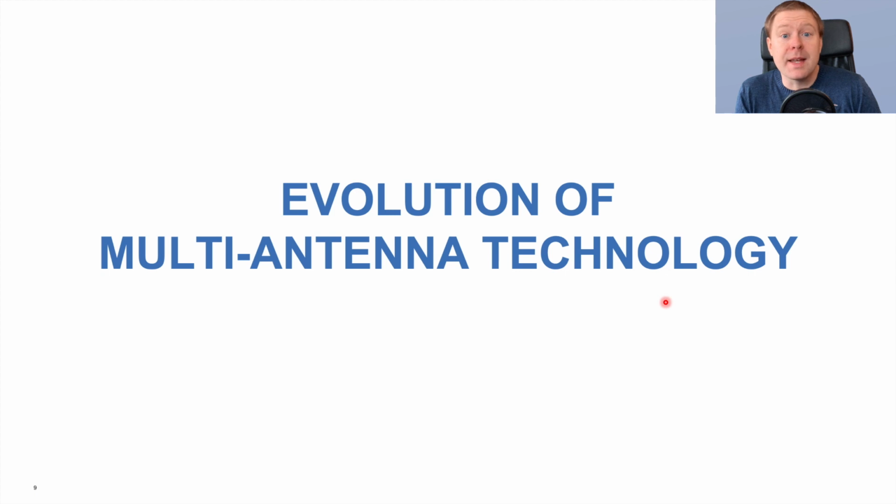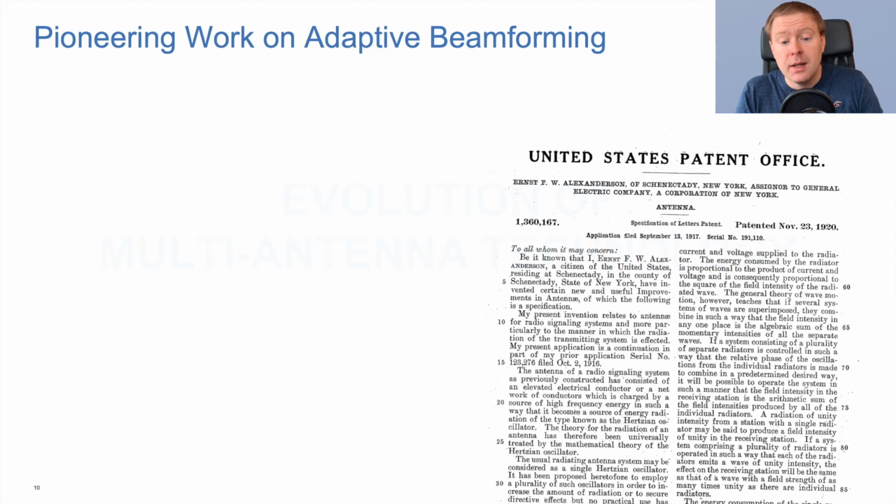We will now talk about the evolution of multi-antenna technology, focusing on how we are using multiple antennas in the systems of today and how we have been reaching that point. So the idea of transmitting from multiple antennas with different delays in order to create directed transmissions is nothing new. It has more than 100 years of history.